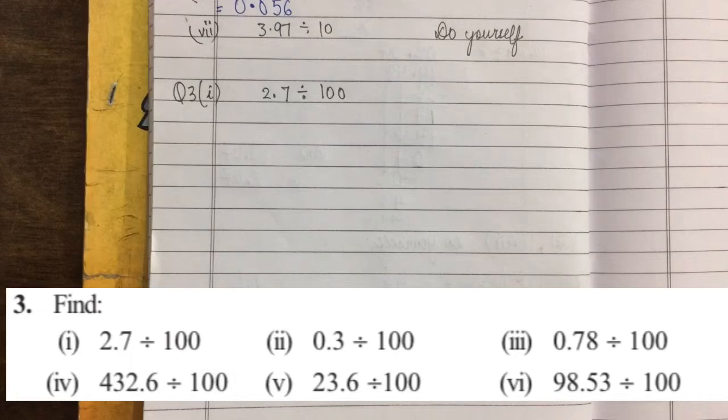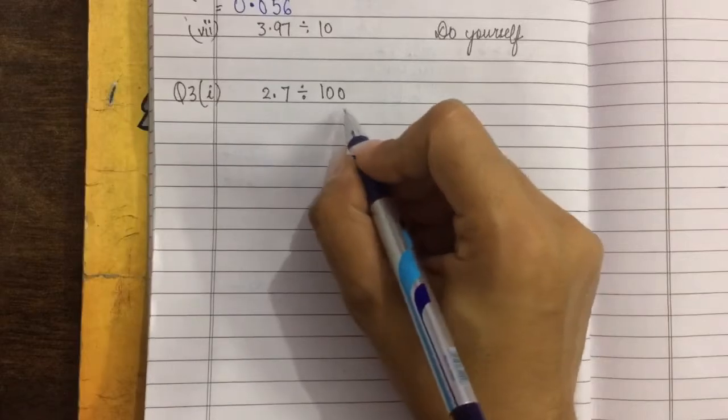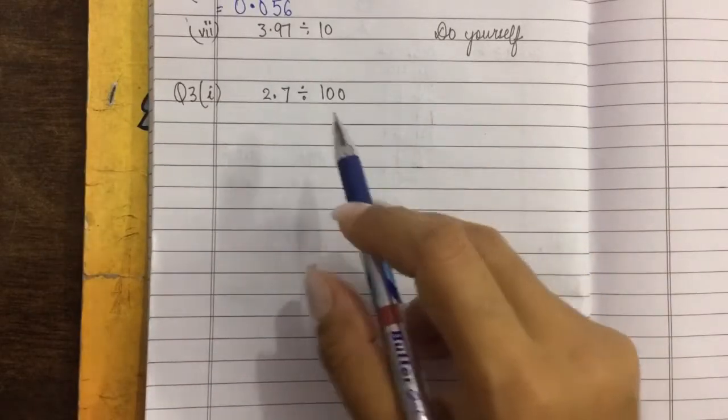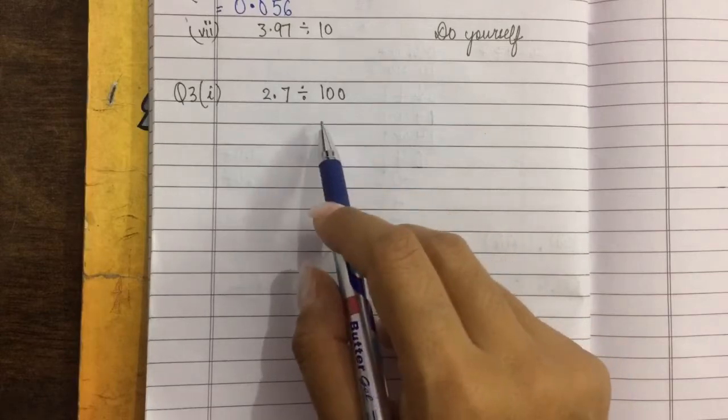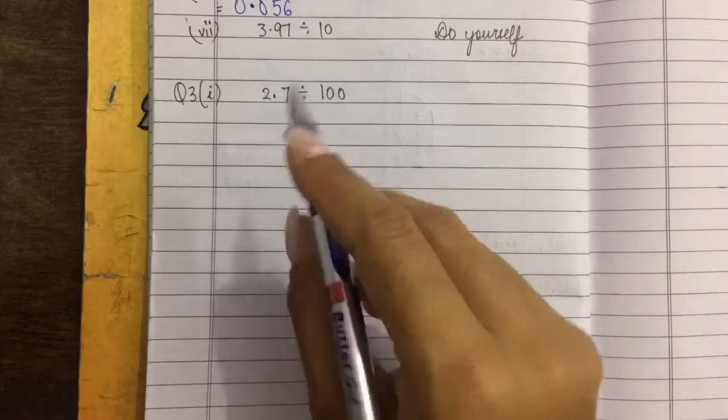In question number 3, we have to divide the decimal numbers by 100 in all parts. Again, if you want to use fractions, it's completely fine. I'm going to use the shortcut where I just move the point to the left side depending on the number with which I'm dividing. So I'm dividing by 100 in all parts. In question number 3, all parts have division by 100. So the point will move to the left side by 2 places because of the 2 zeros in the 100.